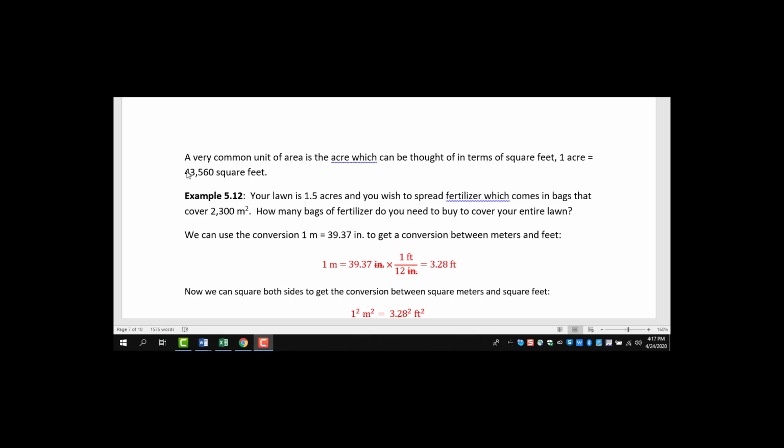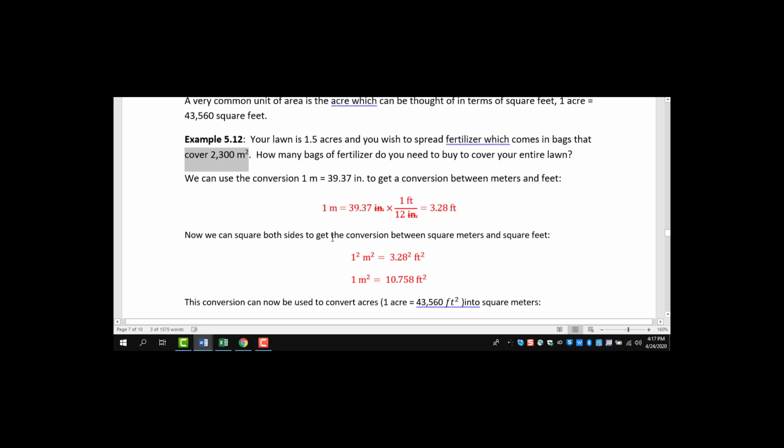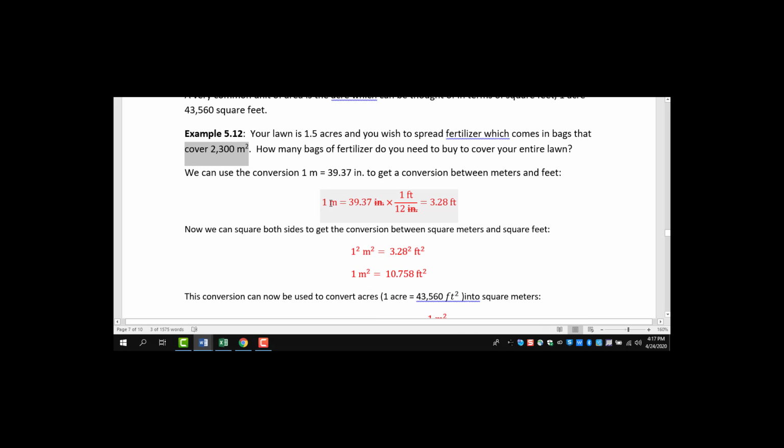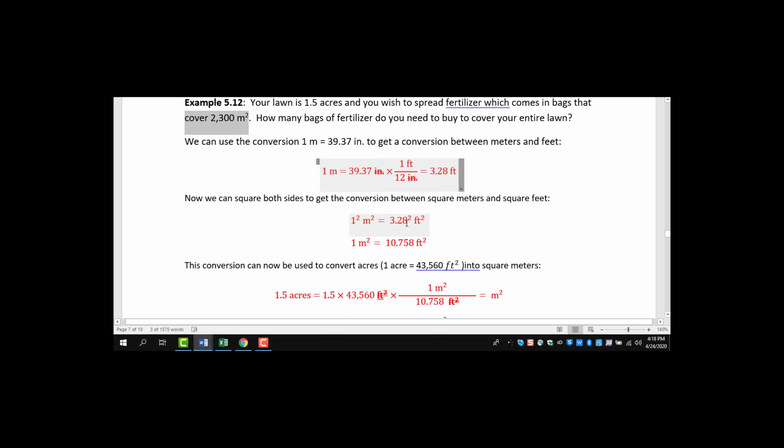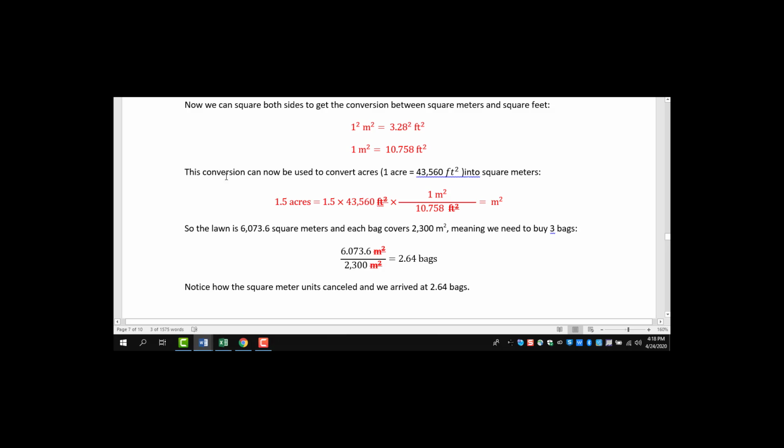Well, you have to make the relationship between square feet and square meters. From length, you know that 1 meter is equal to 39.37 inches, and then you can convert inches into feet. So 1 meter is 3.28 feet. That's the length relationship. Now, if you square both sides, you get 1 square meter is 10.758 square feet. So there's your conversion. So now you can just use dimensional analysis.